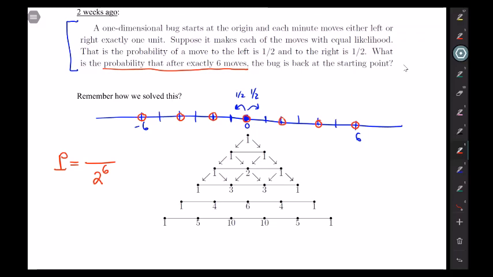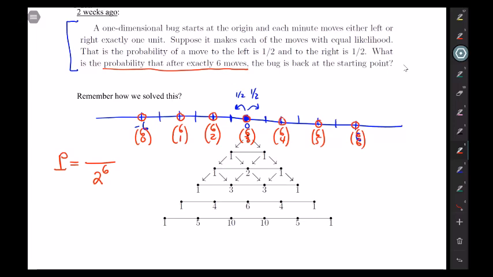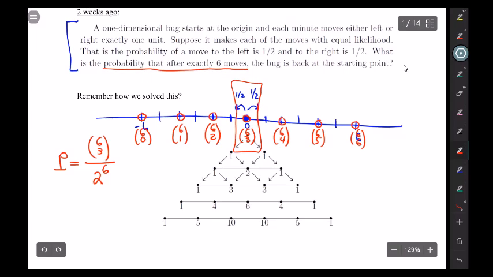Now the probability distribution will be 6 choose 0 ways, because we make 0 right, 6 left, or we can make 1 right, 5 left, or 2 right, 4 left, or 3 right, 3 left, 4 right, 2 left, 5 right, 1 left, and then 6 right, 0 left. And the question is asking for 6 choose 3 as the numerator. That's the desired probability that after 6 moves we go back to the origin.